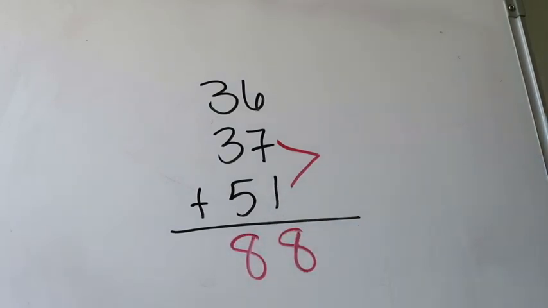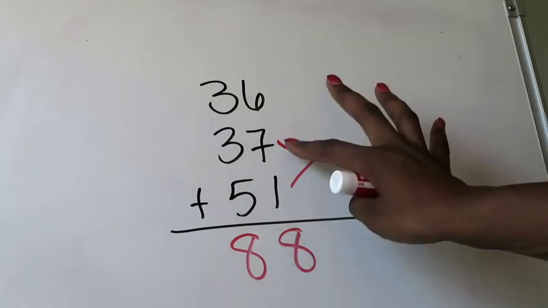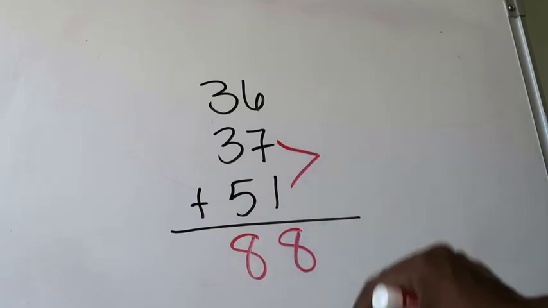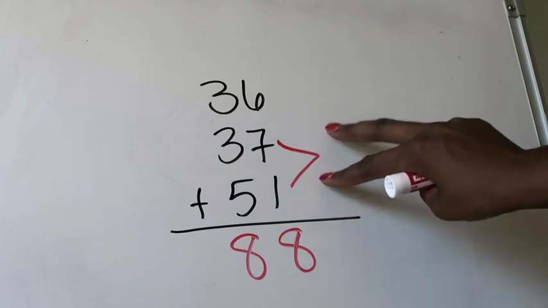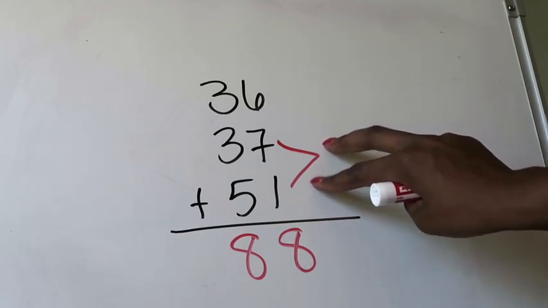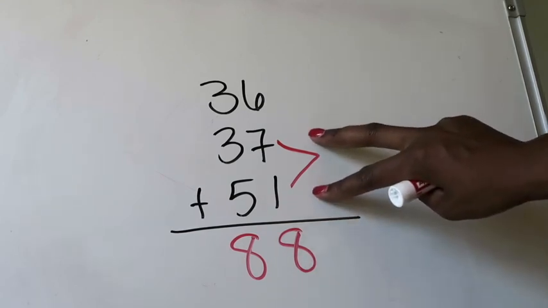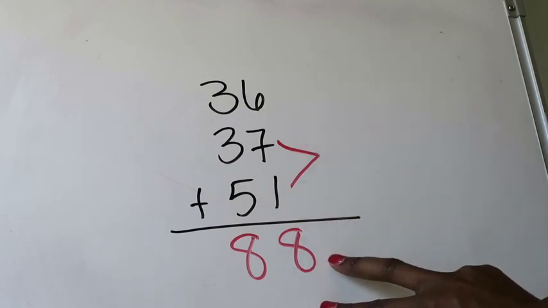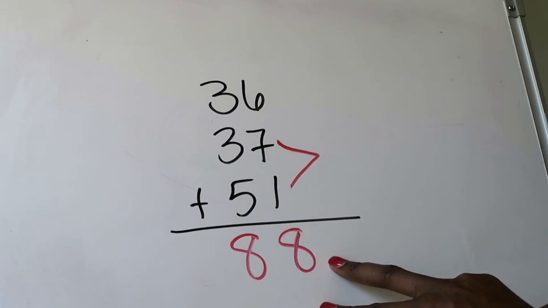So right now, what I have is called a partial sum. This is a part of the answer for 36 plus 37 plus 51. Now I need to realize, okay, I only added those two numbers together. So this is just the sum to those two numbers. So I'm going to take this partial sum, and I'm going to add 36 to it, which is going to be a little bit easier.